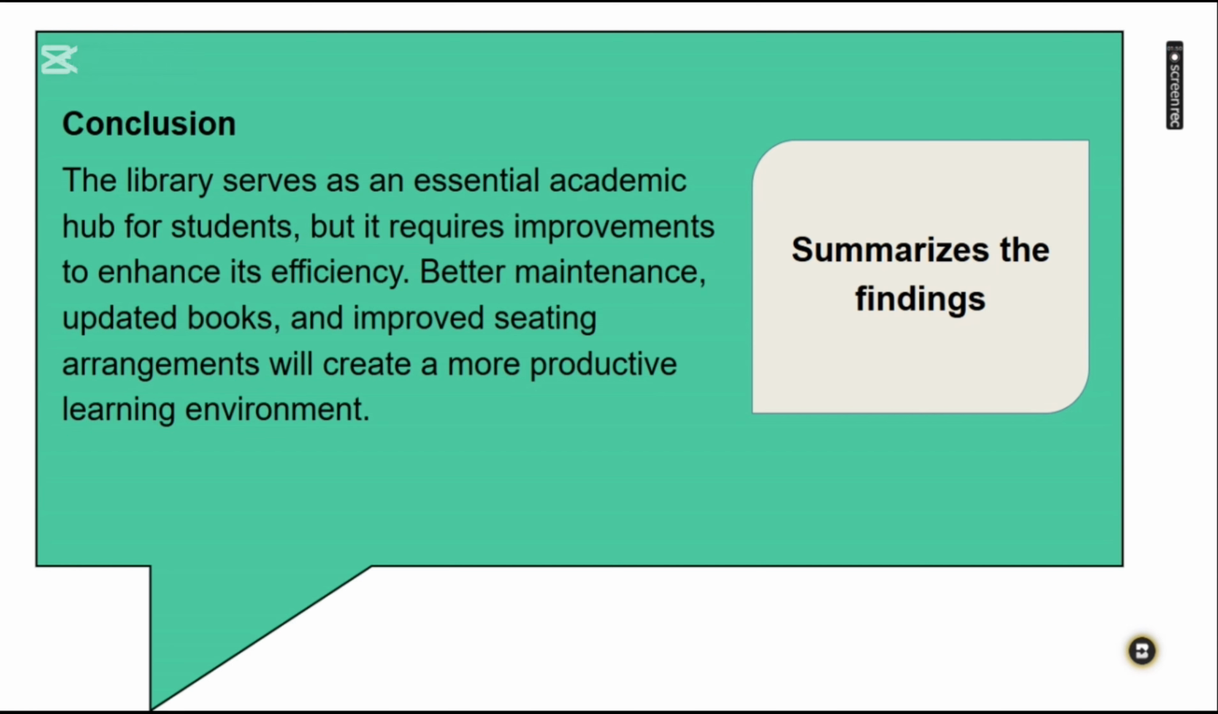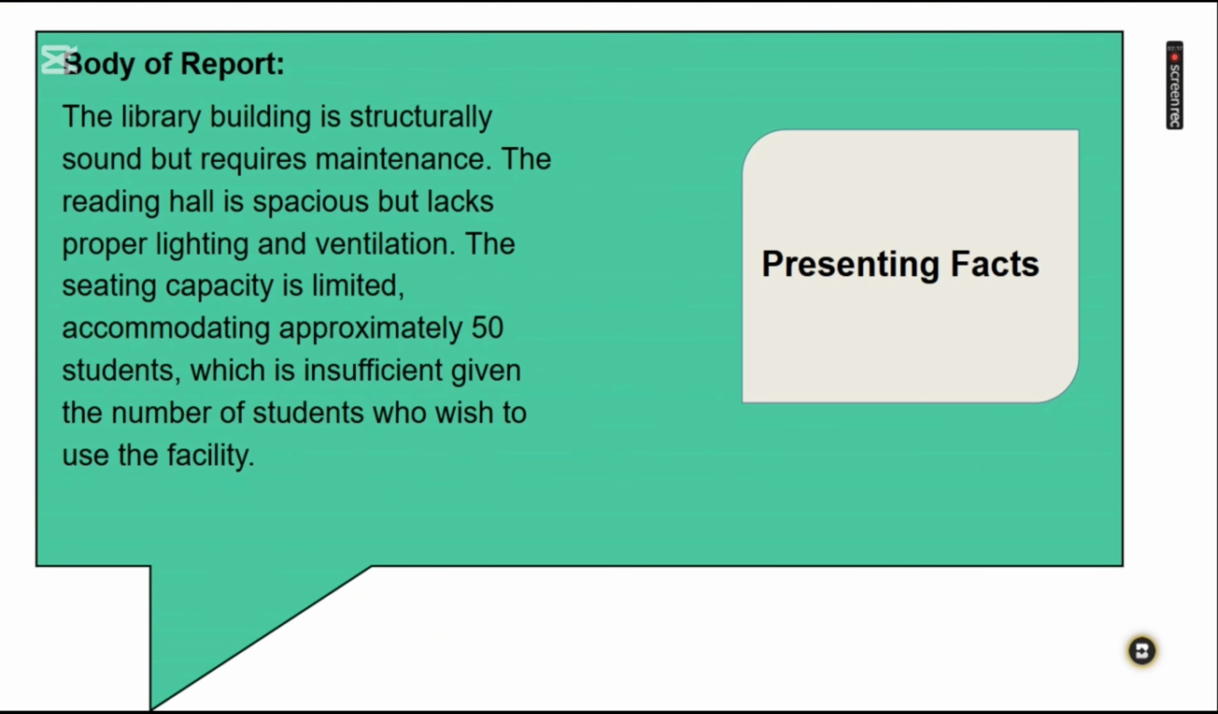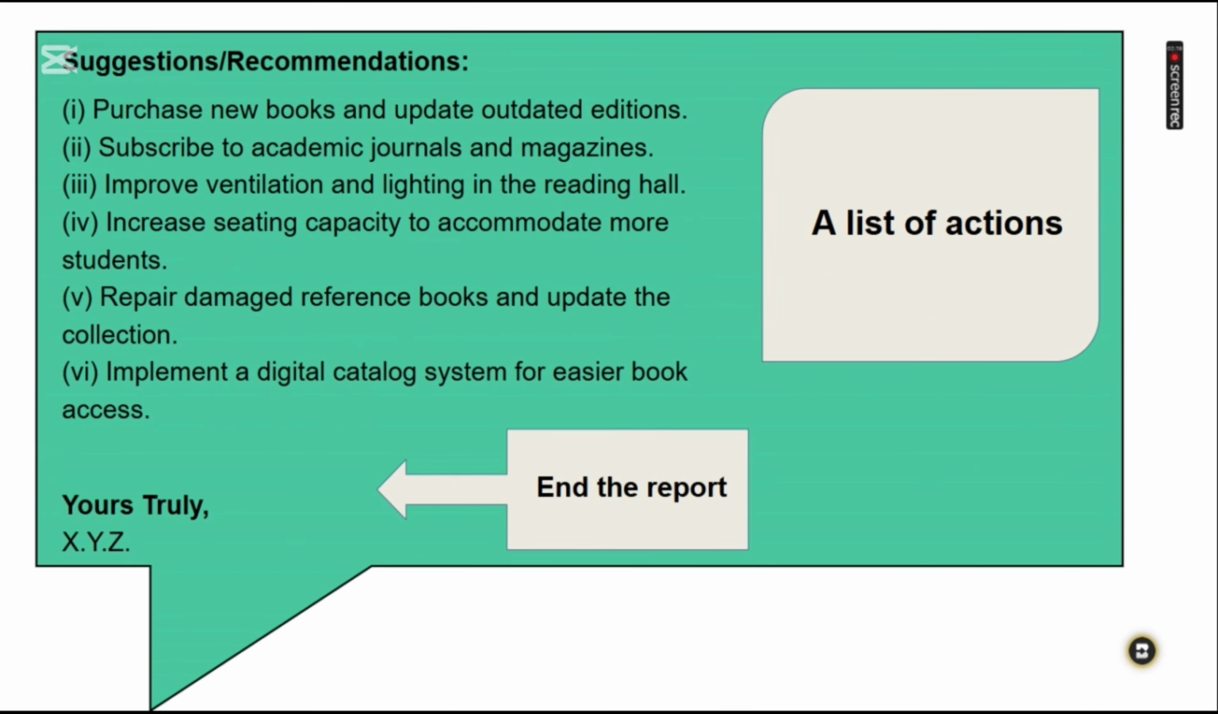Now, here you have to summarize the findings and emphasize the need for improvement. You are going to state that the library is a valuable resource for students, but it does need maintenance. So, there is a need for better books, better lighting, better ventilation, improved seating arrangements, etc. These are the summarized points that you have discussed in the body of the report.